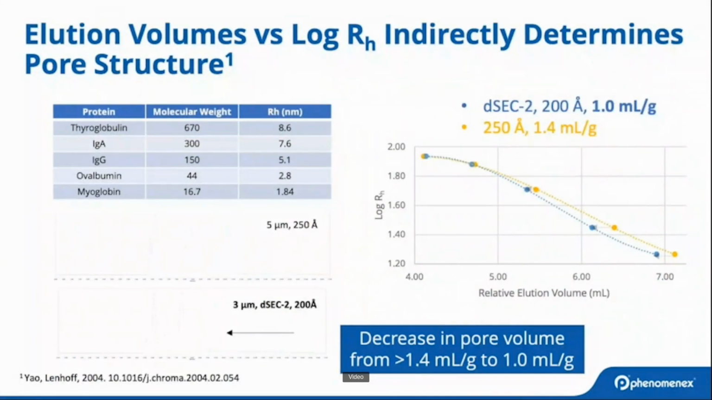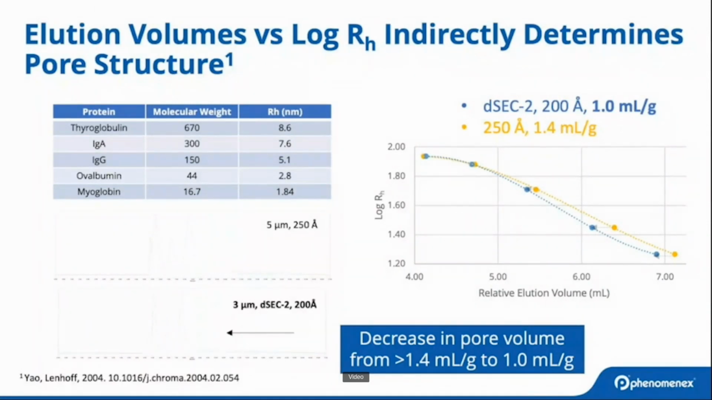Here we're looking at the calibration curves that we've generated using standards with known hydrodynamic radii values plotted against elution volume. And using these curves, we can extrapolate unknown hydrodynamic radii values and also determine the exclusion size range that is appropriate for a given analytical size exclusion column.